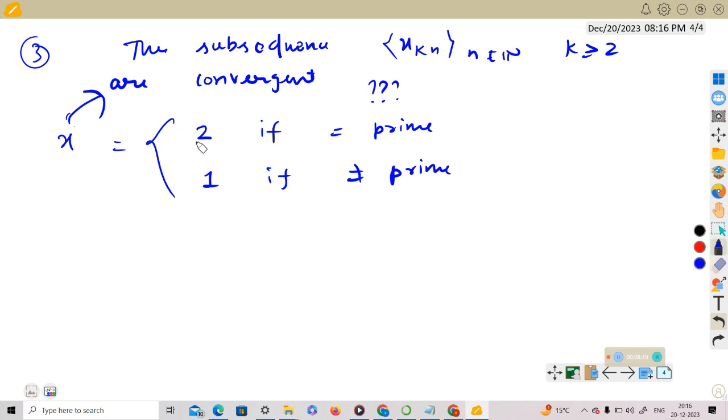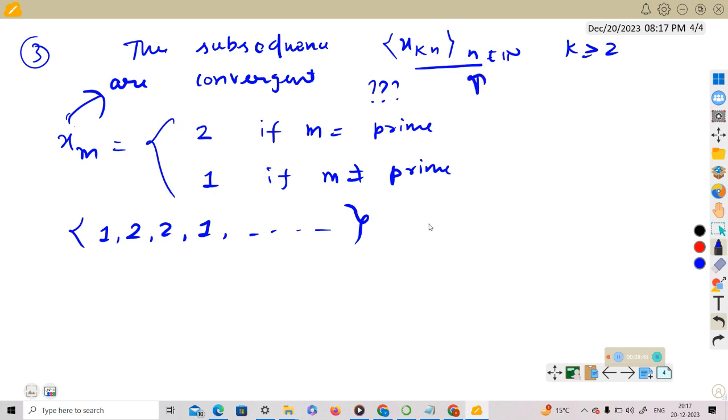For the sake of confusion, let's define x_m as 2 if m is prime, and 1 if m is not prime. So now how does it look? 1 is not a prime, so 1, 2, 2, 1, and it keeps on going like this. I will show that this will satisfy this condition.